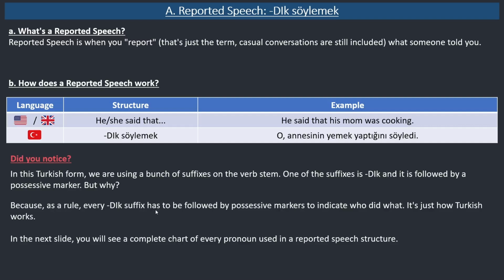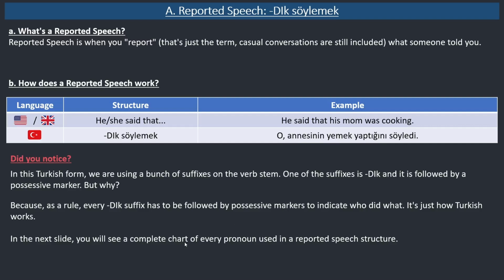Every dık suffix needs to be followed by a possessive marker because Turkish is an agglutinative language. We indicate the person or the subject who is doing the action with suffixes, with markers. So this ı is the marker that his mom is doing the action, or doing the cooking.